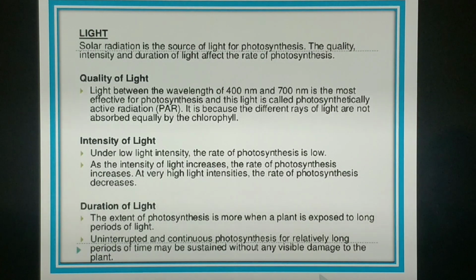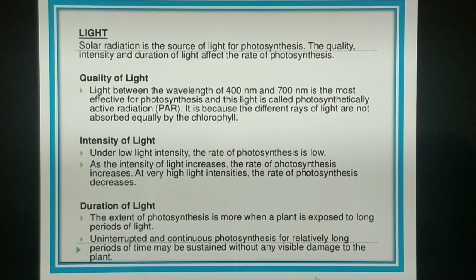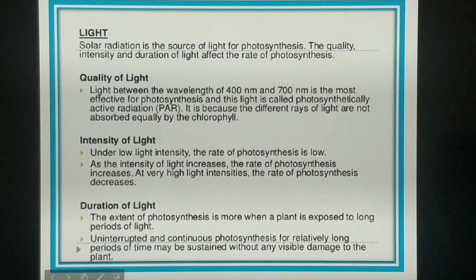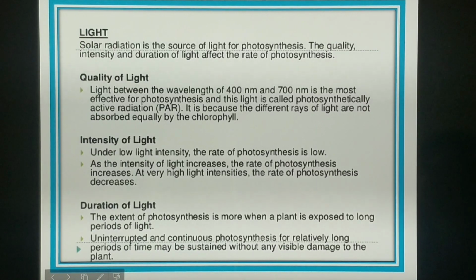Solar radiation is the source of light for photosynthesis. The quality, intensity, and duration of light affect the rate of photosynthesis. Now let's see how. Quality of light.